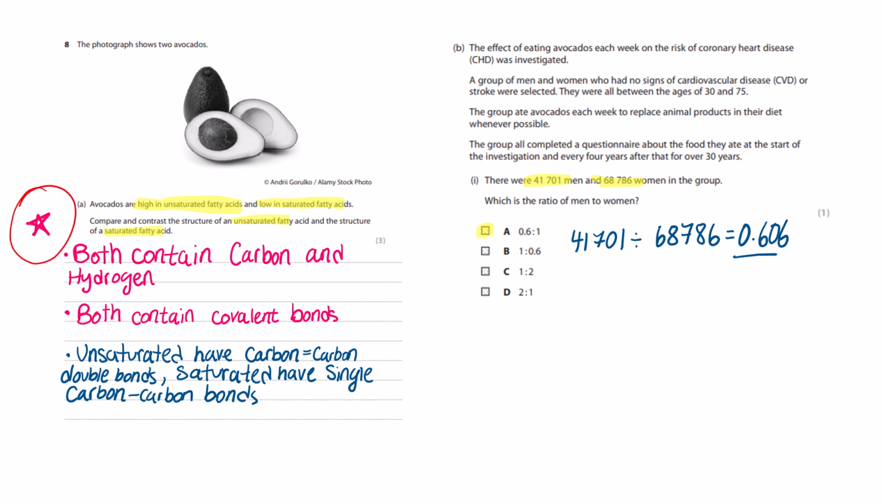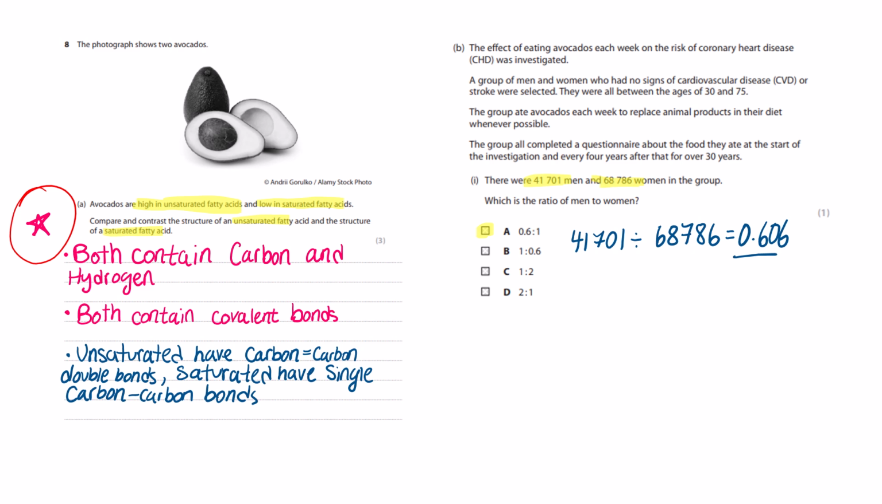Number 1, both contain carbon and hydrogen. Okay, the second similarity is both contain covalent bonds. However, a difference is unsaturated have carbon-carbon double bonds, whereas saturated have single carbon-carbon bonds. Remember, saturated single, unsaturated double.